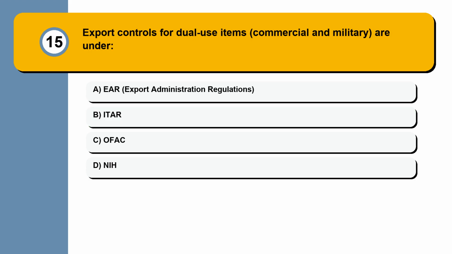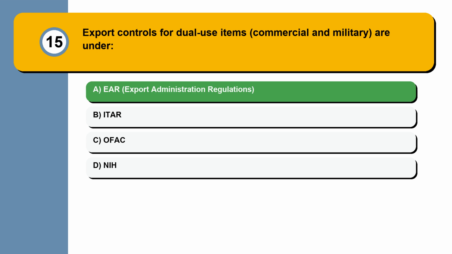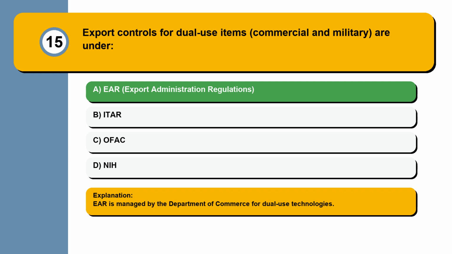Question 15. Export controls for dual-use items, commercial and military, are under EAR, Export Administration Regulations, ITAR, OFAC, NIH. EAR is managed by the Department of Commerce for dual-use technologies.